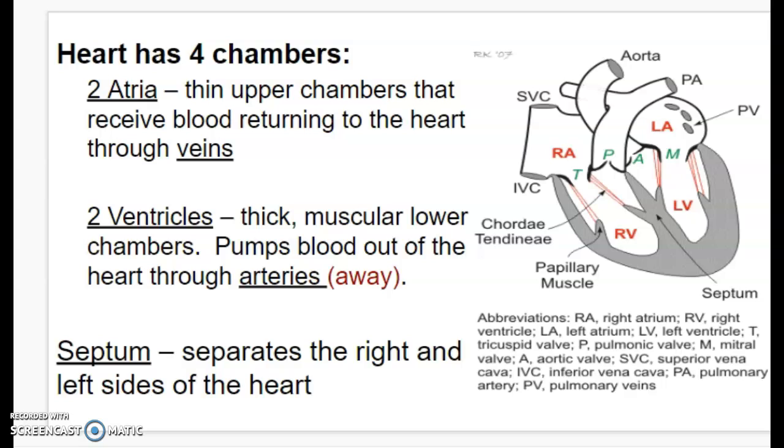The bottom 2 chambers are called ventricles. They are thicker because they are the ones actually doing the pumping. Your left ventricle is a little bit thicker than the right ventricle because your left ventricle has the job of pumping out to the entire body. So when it's leaving, it's going through arteries. And in the middle, you have what's called a septum, and it separates the right and left sides.